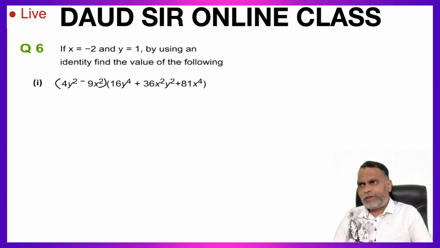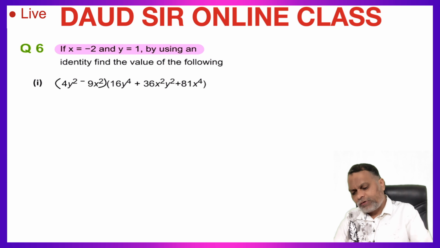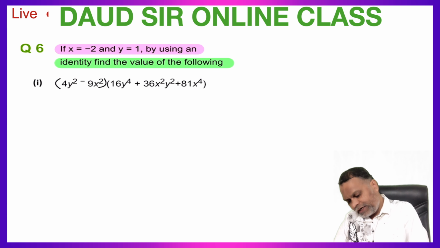Question number 6. If x is equal to minus 2 and y is equal to 1, by using an identity, find the value of the following. Part first. 4y square minus 9x square into 16y raised to 4 plus 36x square y square plus 81x raised to 4. Its value we have to find out by using identity, and the values of x and y are given. So first we will solve this, and finally we can substitute x is equal to minus 2 and y is equal to 1.